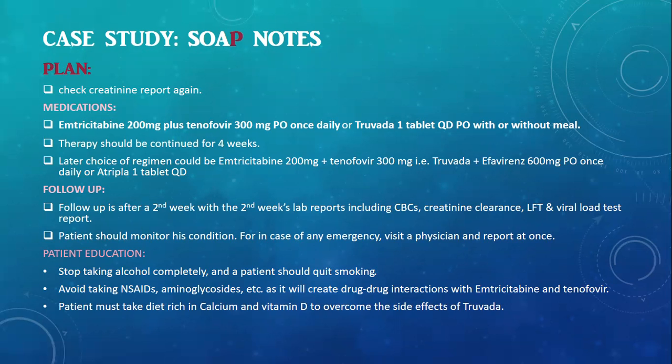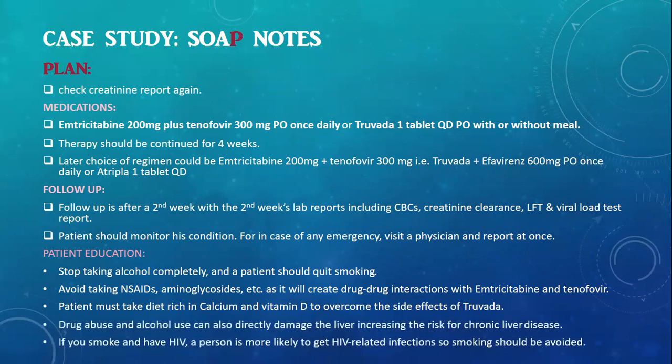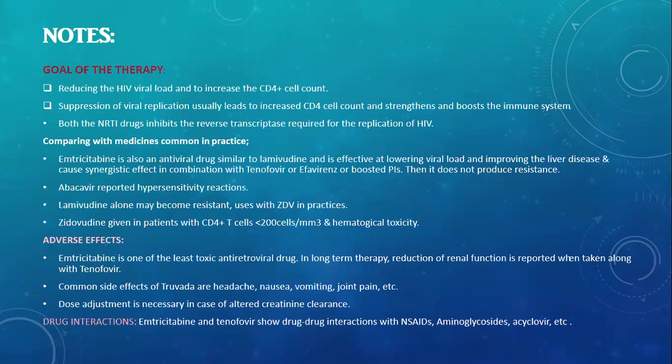The patient should be advised to take a diet rich in calcium and vitamin D to overcome the side effects of Truvada. Drug abuse and alcohol use can also directly damage the liver, increasing the risk of chronic liver disease. If a person smokes and has HIV, the person is more likely to get HIV-related infections like cancer or serious infections, so smoking should be avoided.